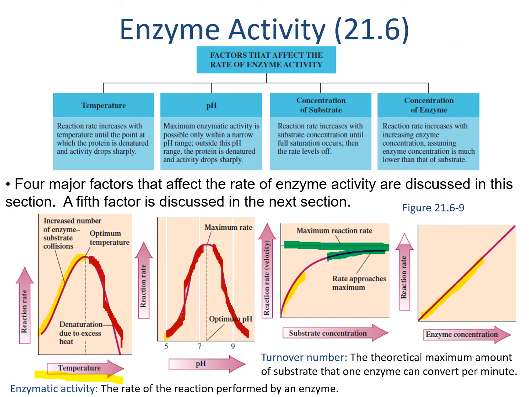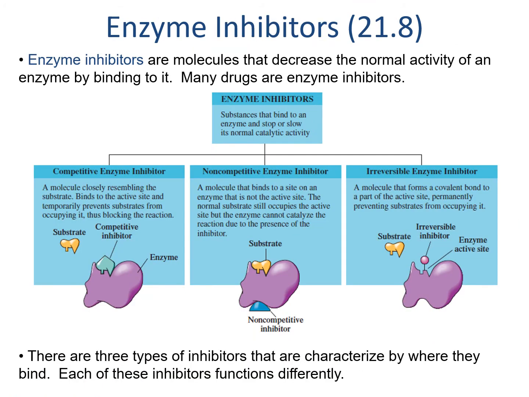We can use the same factory worker example to talk about this. If we have more enzyme, it's like having more factory workers. And the more workers that you have, the faster they can work. We can also affect rate by using enzyme inhibitors. Enzyme inhibitors are molecules that are going to decrease the normal level of activity by binding to it. Oftentimes, we will introduce enzyme inhibitors into a system.